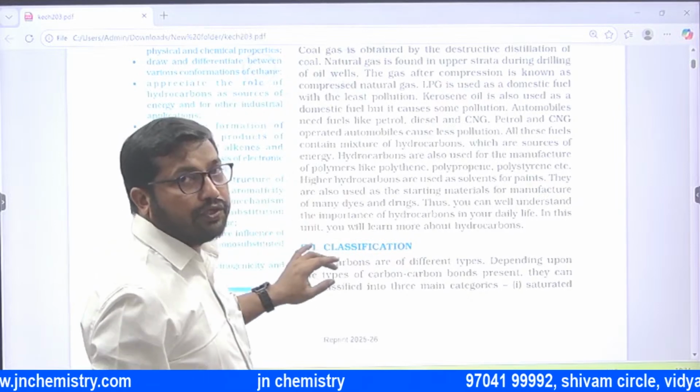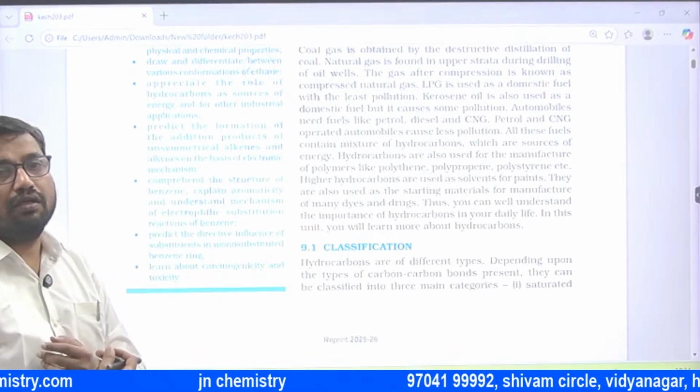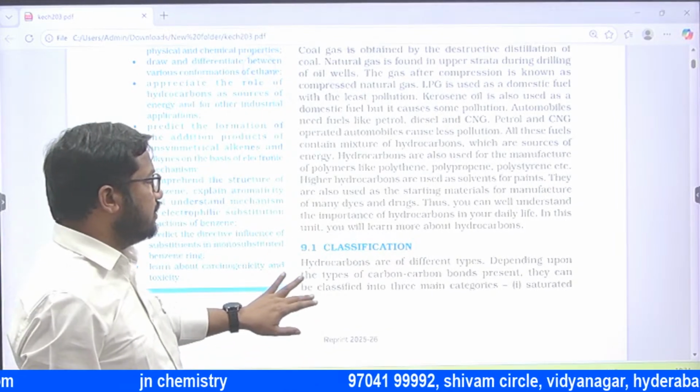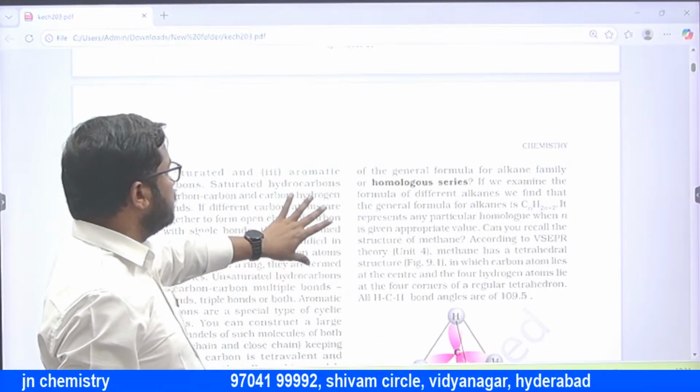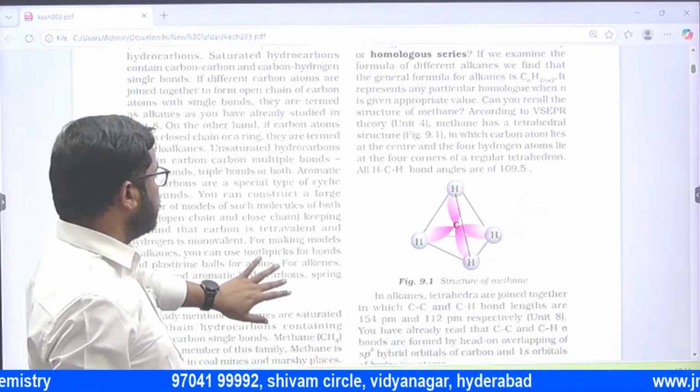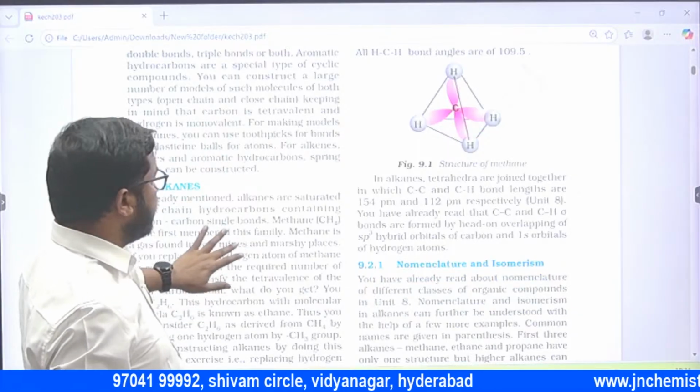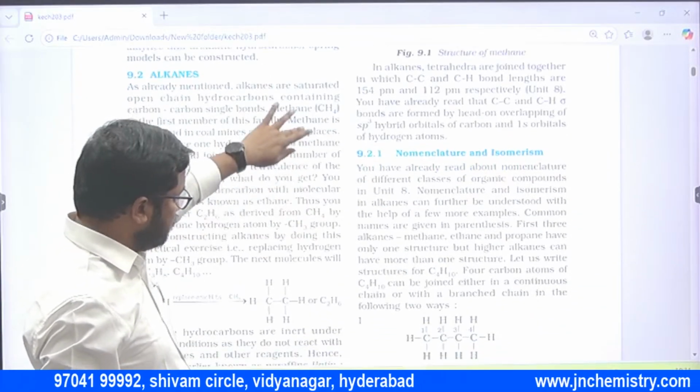Yeah, what you need to do is go line by line in the NCERT. So classification, homogeneous, heterogeneous, right? Alkanes, nomenclature part.